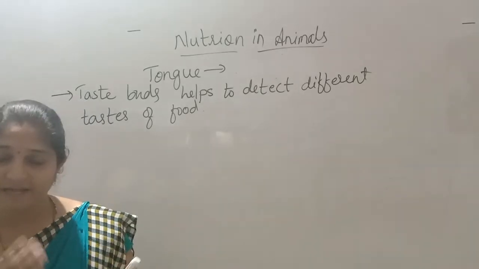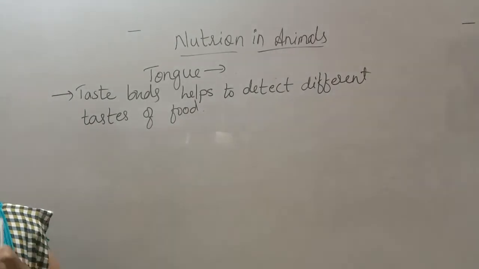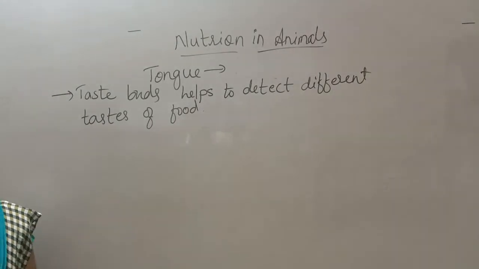Whatever air we are inhaling is going to pass to the windpipe, and further it is going to the lungs, and then it is going to filter the oxygen. The respiratory system we will discuss in that chapter.